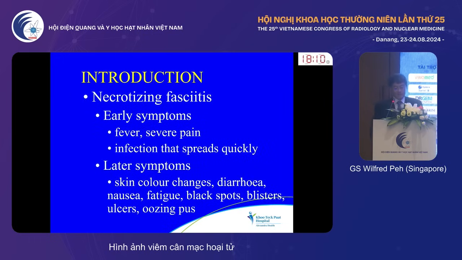The early symptoms are fever and severe pain. Patients usually have swollen limbs. The infection usually spreads quickly, and the later complications are listed here: skin color changes, diarrhea, nausea, fatigue, black spots on the skin, blisters, ulcers, and oozing pus. These are usually very bad symptoms by the time the patients get them.